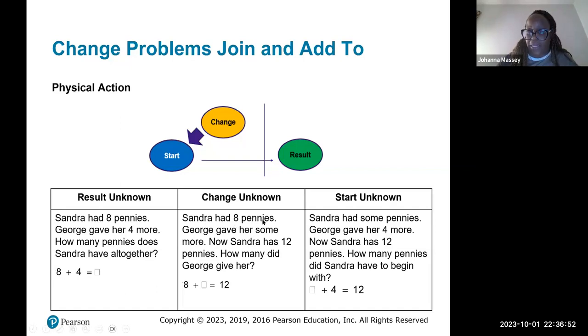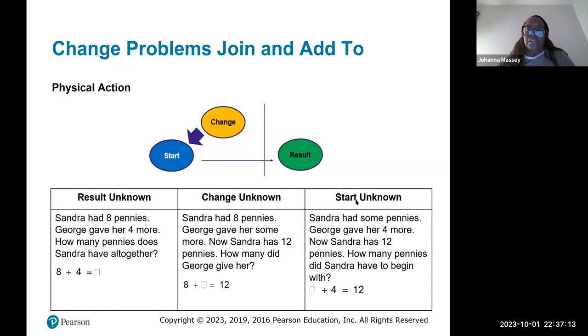She started off with 8 pennies. George gave her some. We don't know what George gave her, but he gave her some. Now Sandra has 12 pennies. How many did George give her? And you see where that middle is right here. The middle, the change is unknown here.